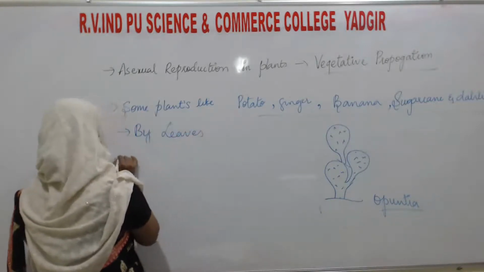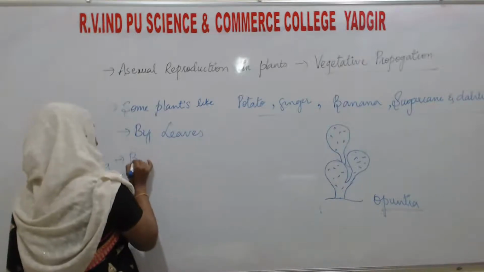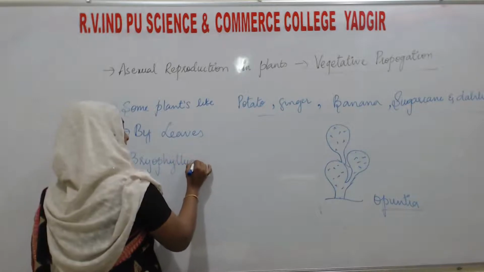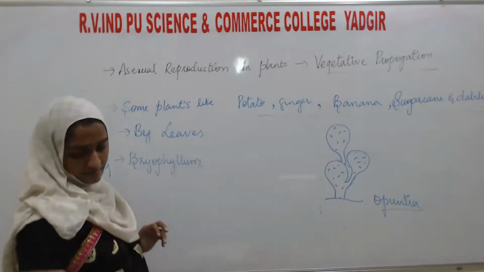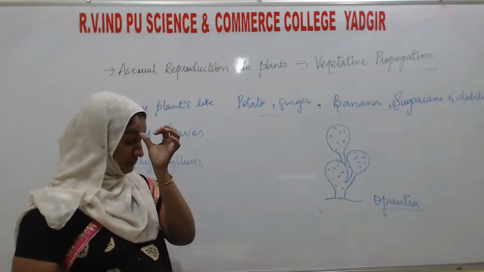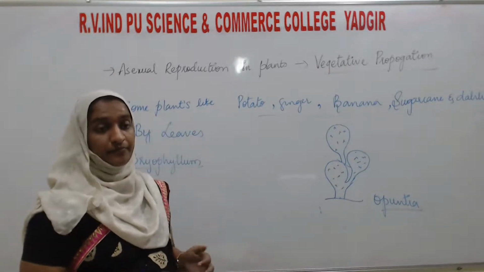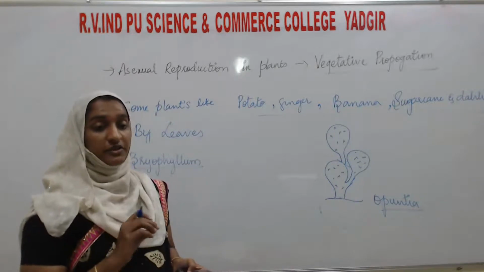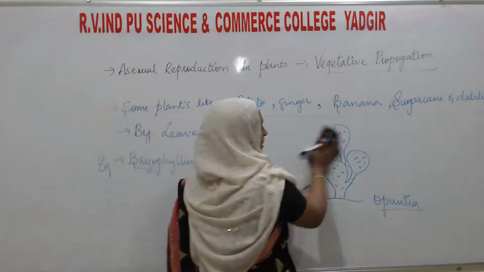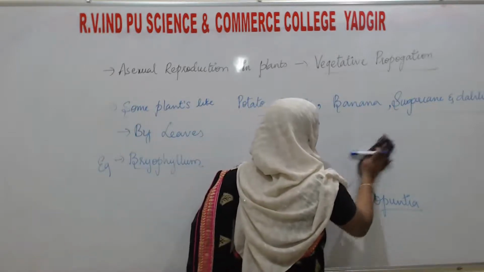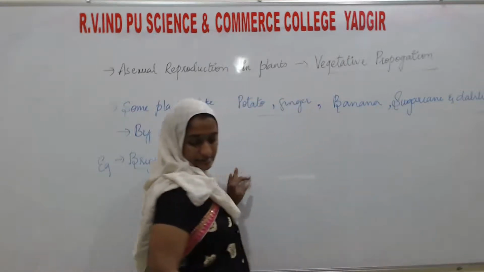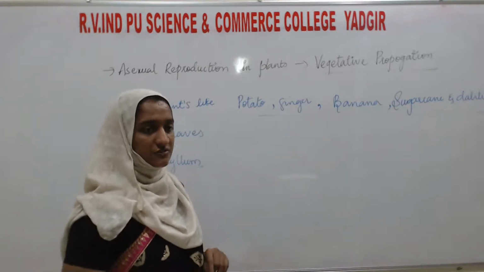One example is Bryophyllum. Bryophyllum is the name of a plant where reproduction takes place by the leaf. How? You have seen some of the leaves. On those leaves there will be small plantlets or small bud-like structures.